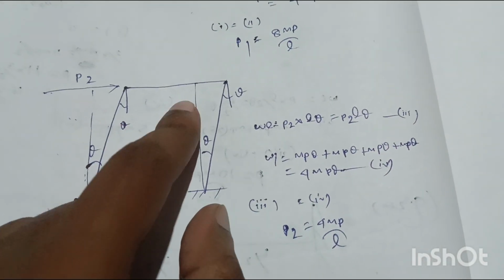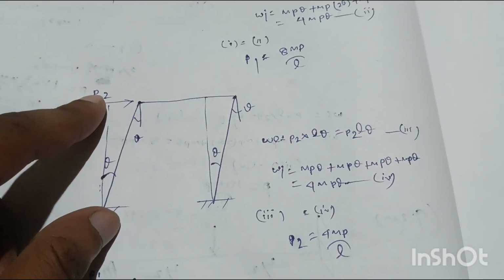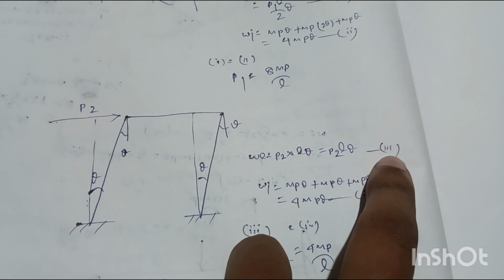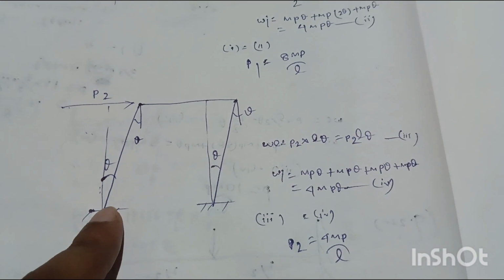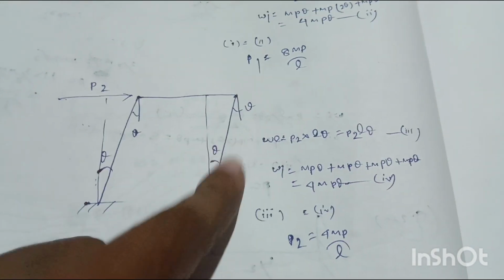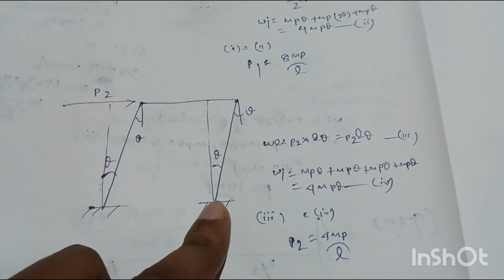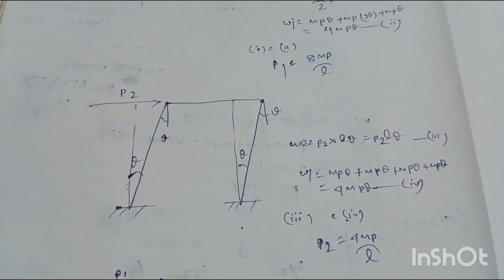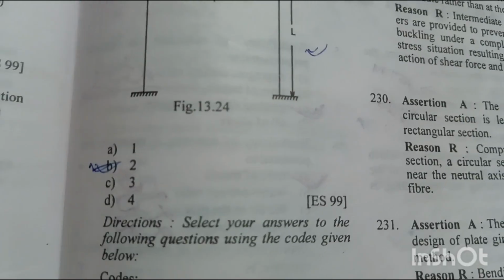Now for sway mechanism, the collapse diagram will be like this. External work done will be load into deflection, load P2 and deflection L into theta. So P2 L theta, equation number 3. And for internal work done, at here MP into theta, at here MP into theta, at here MP into theta, and at here MP into theta. So equal to 4 MP theta, that is equation number 4. So by the principle of virtual work, if we equate equation 3 to equation 4, we will get collapse load P2 equal to 4 MP by L. So if we make the ratio P1 by P2, we will get the value 2. Option B is right answer.